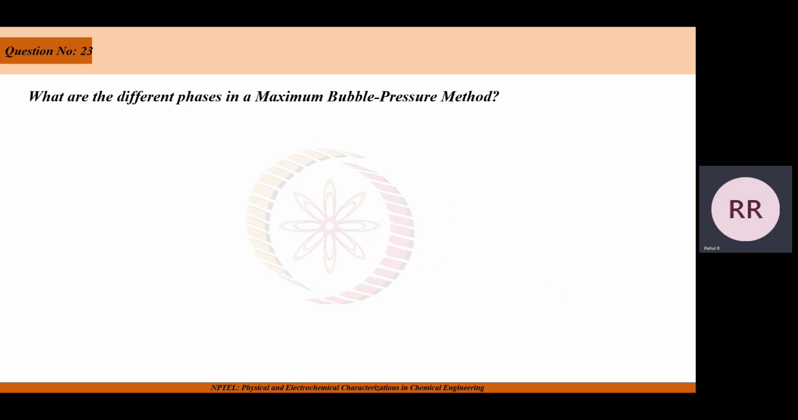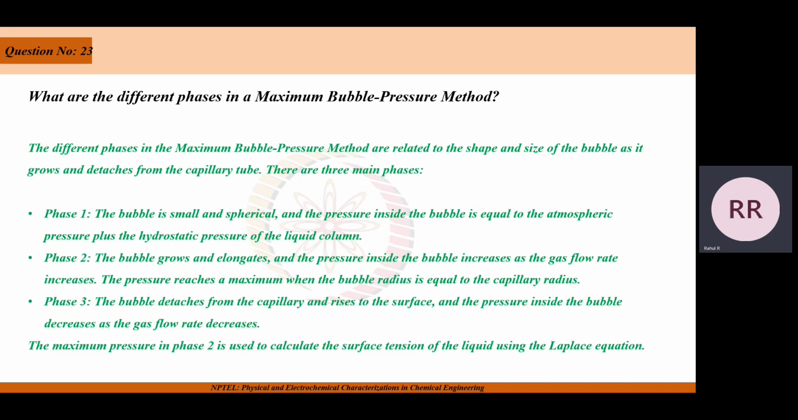What are the different phases in the maximum bubble pressure method? Let us not waste time. The answer: in phase one, the bubble is small and spherical. The pressure inside the bubble is equal to the atmospheric pressure plus the hydrostatic pressure of the liquid. Then in phase two, the bubble grows and elongates, and the pressure inside the bubble increases as the gas flow rate increases. The pressure reaches a maximum when the bubble radius is equal to the capillary radius. And the last phase is where the bubble detaches from the capillary and rises to the surface, and the pressure inside the bubble decreases as the gas flow rate decreases.